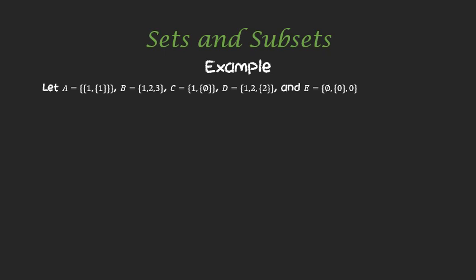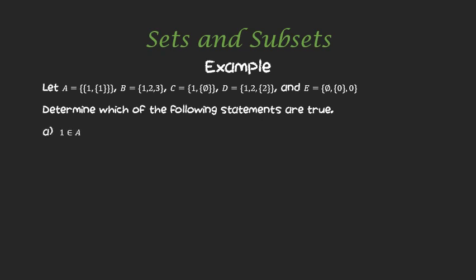A is the set containing the set 1 and the set containing 1. B is the set containing the elements 1, 2, and 3. C is the set containing 1 and the set containing the empty set. D is the set containing 1, 2, and the set containing 2. And E is the set containing the empty set, the set containing 0, and 0. And so we'll just go through a few statements and determine if they're true or false.